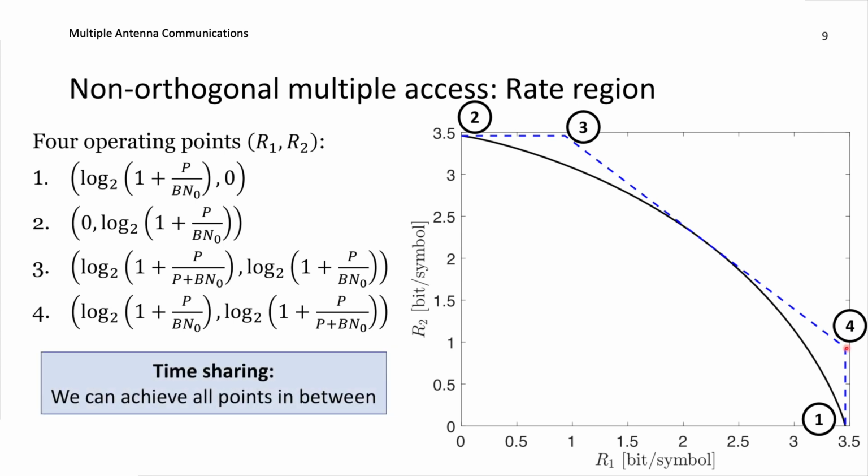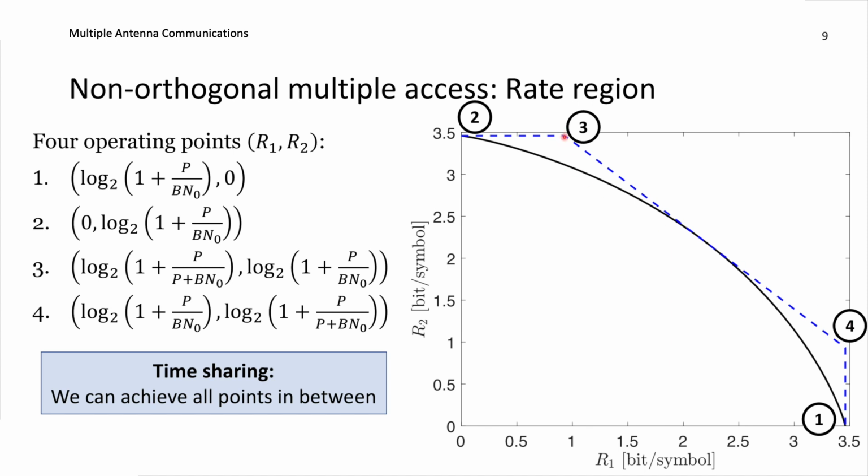Then we can do something called time sharing, which means that, okay, we have these 2 points, 3 and 4, which are making good sense. But if we're not satisfied with any of those points, we can pick any point in between them by just saying that we are going to operate at 0.3 part of the time and at 0.4 part of the time. In that way we get a combination of them. By changing the fraction of time that we're using 4 or 3, we can move along this line.